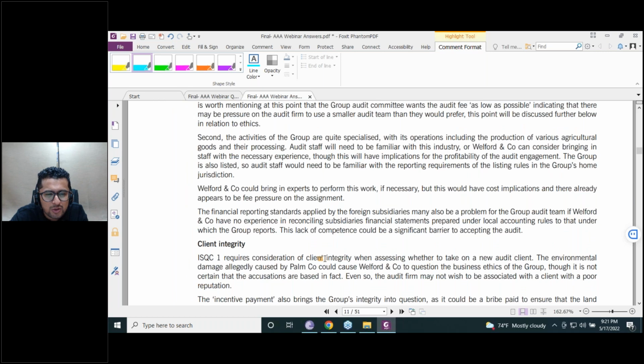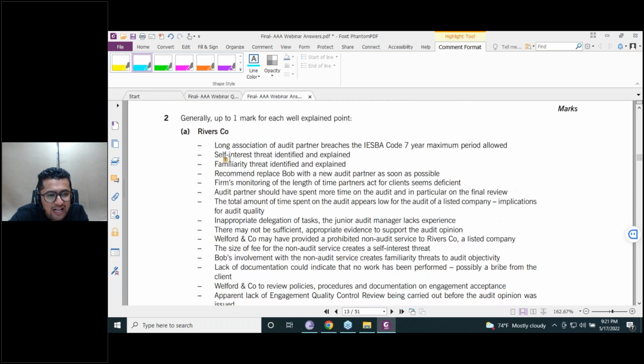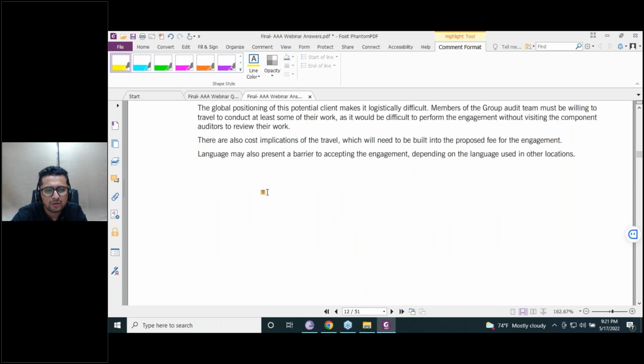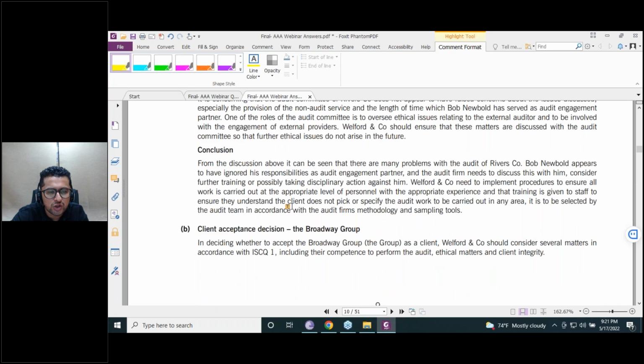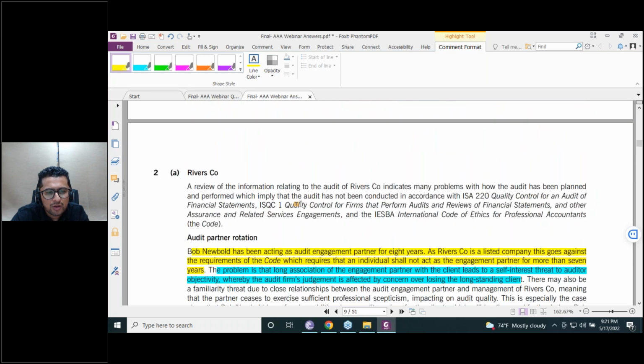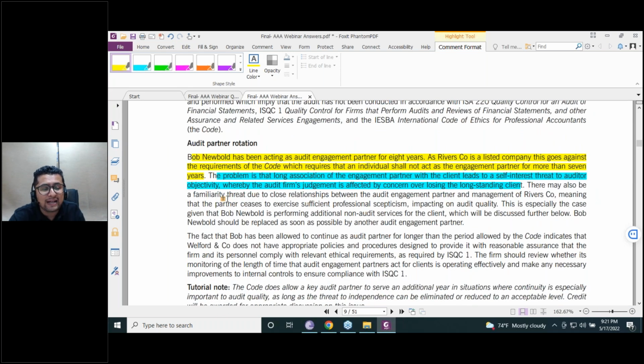Let's see if this will give us 1 mark or not. Self-interest threat identified and explained. This will give you 1 mark. Long association, that gave you 1 mark. Okay, let's go back to the solution. There may also be a familiarity threat. Many of you in the question section raised that this would lead to familiarity threat. Yes, no doubt about it. This would lead to familiarity threat because of the close relationship between the engagement partner and the management of River company. Why close relationship? Because he's been involved for 8 years.